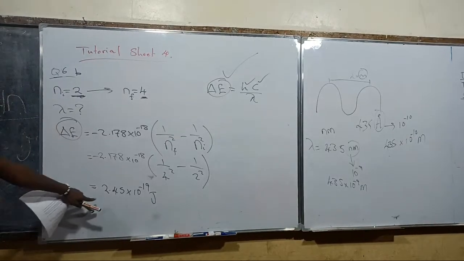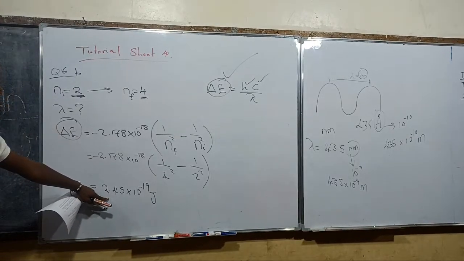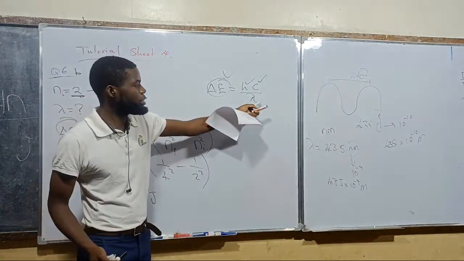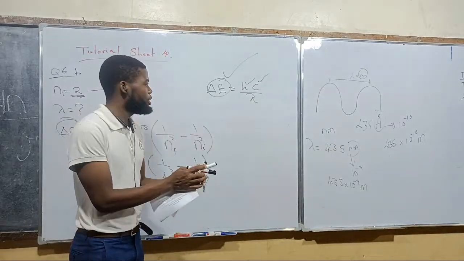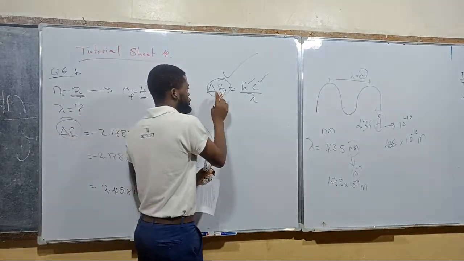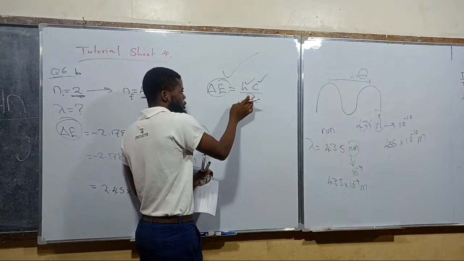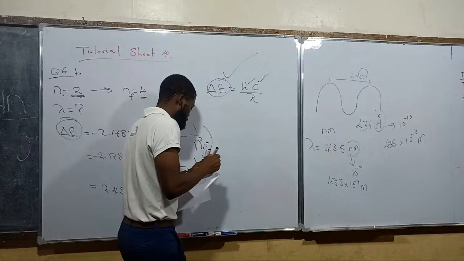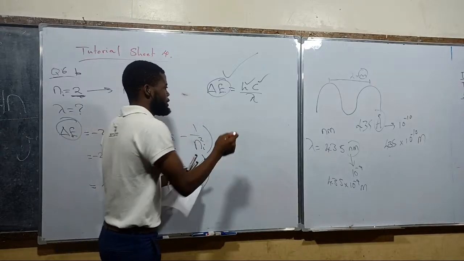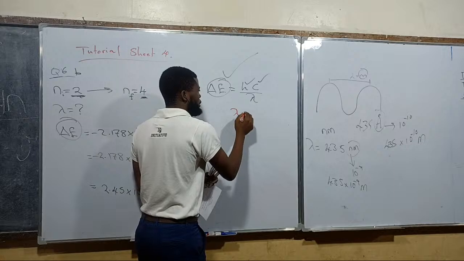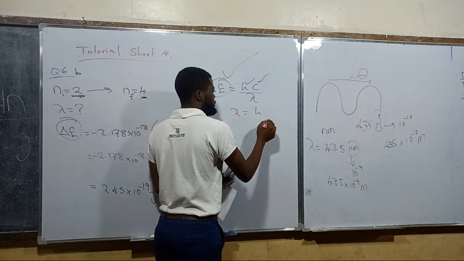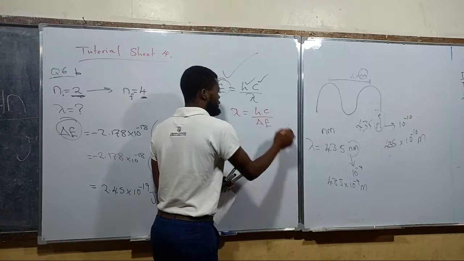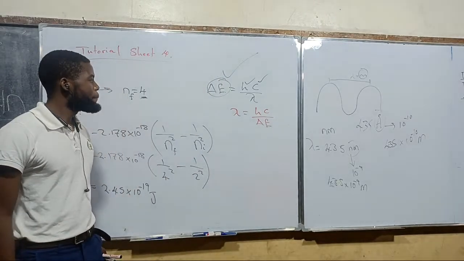So after getting the value for the energy, you move to the second part of the question, because the question is wanting us to get the wavelength. So how do we get that? You just make wavelength the subject of the formula, you just interchange the two. So the wavelength will be equal to Planck's constant times the speed of light divided by the change in energy.